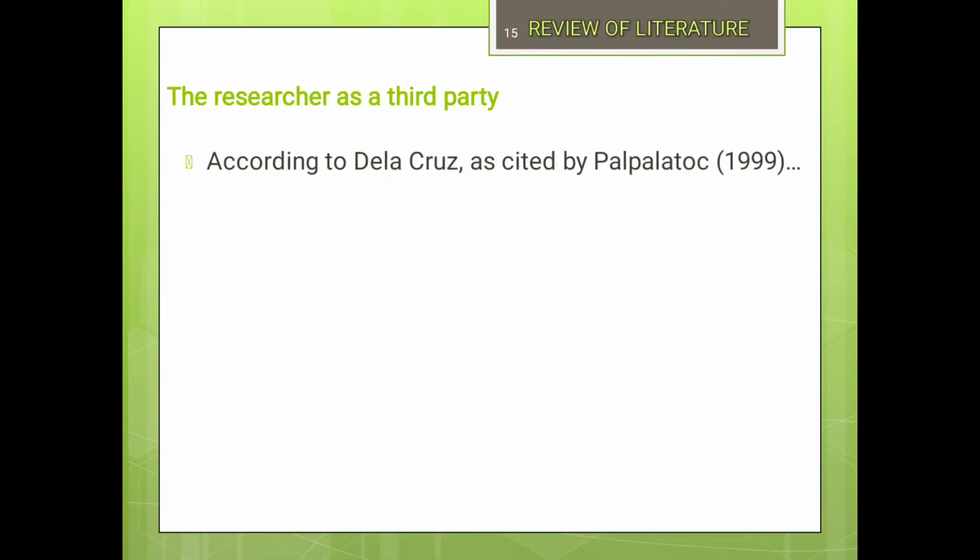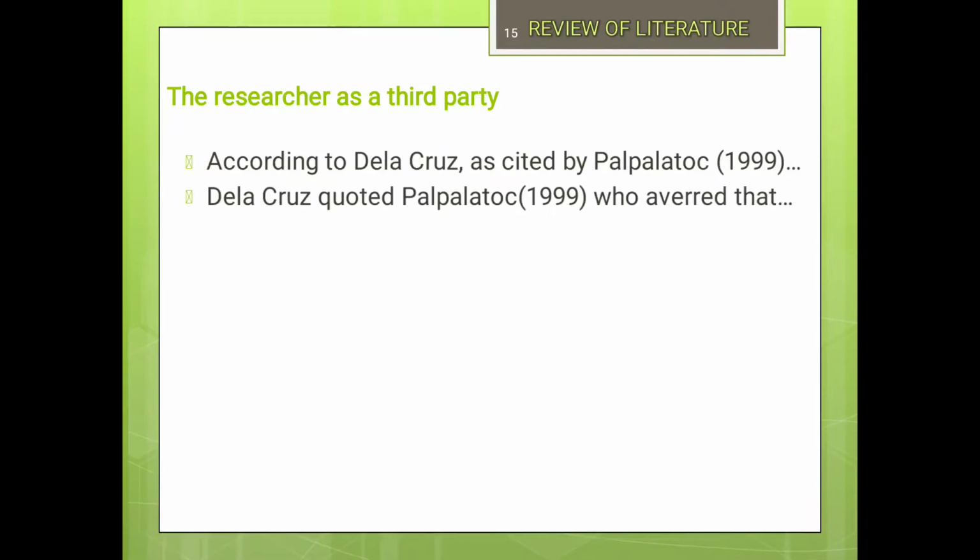As a third party, De La Cruz, in his study, cited another person. So, that is allowed. How is that done? As De La Cruz cited, Palpalatok in 1999. You are a third party. You are the third to cite. Okay? So, De La Cruz quoted Palpalatok in 1999 who averred that. So, you as a researcher are the third to cite that. And you used the idea of De La Cruz.